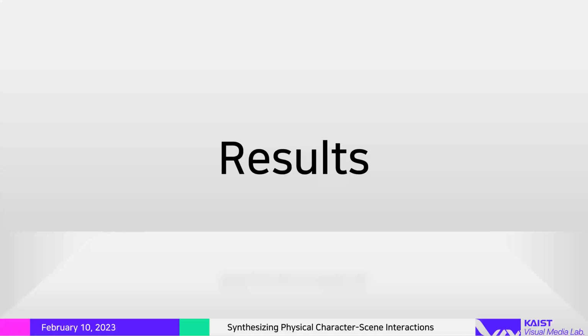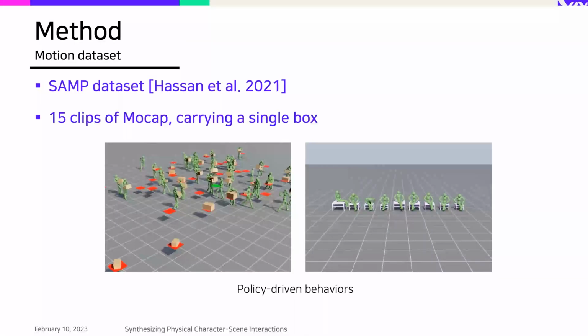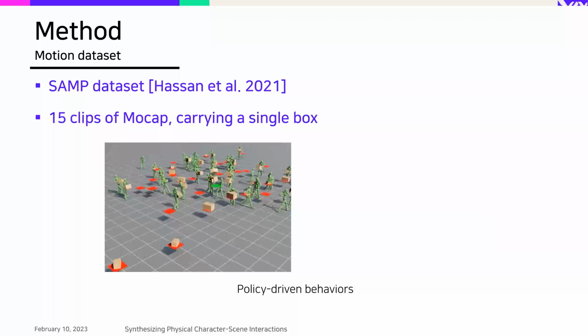Why did they use the motion of carrying a single box when their purpose is to synthesize motions like sitting on a chair and lying down on the bed? The tasks consist of 3 tasks: sitting, lying, and carrying. So that's why they use the single box carrying mocap dataset. Okay, so I guess their purpose is to prove that even if they use only a dataset that reflects one of the tasks, they can still do the other tasks also.